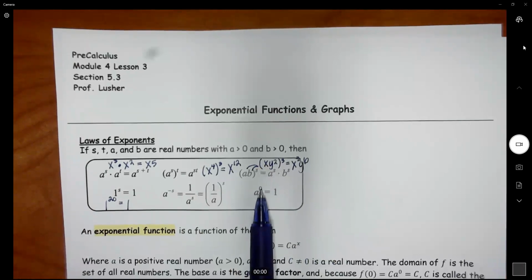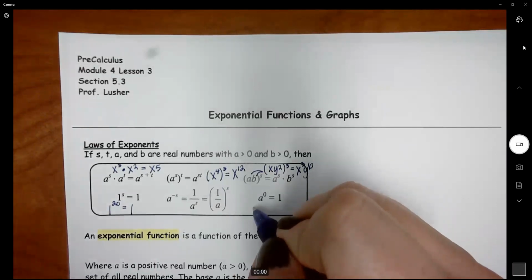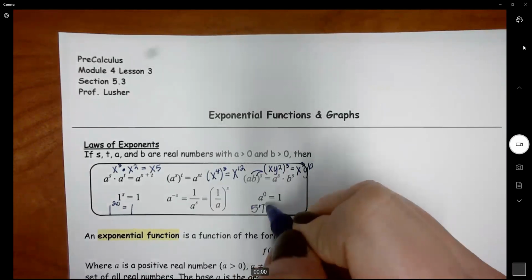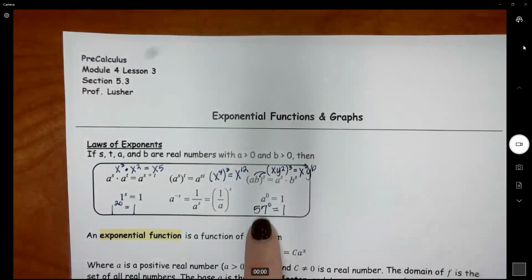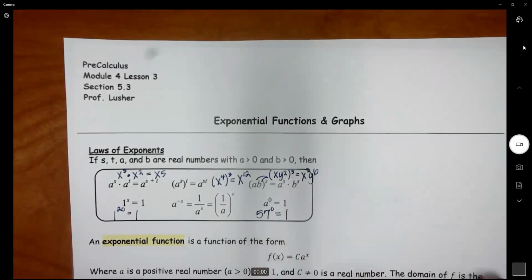And then anything to the 0 power is always 1. So if you do, let's say, 57 to the 0 power, that's 1. Any base to the exponent of 0 is 1.